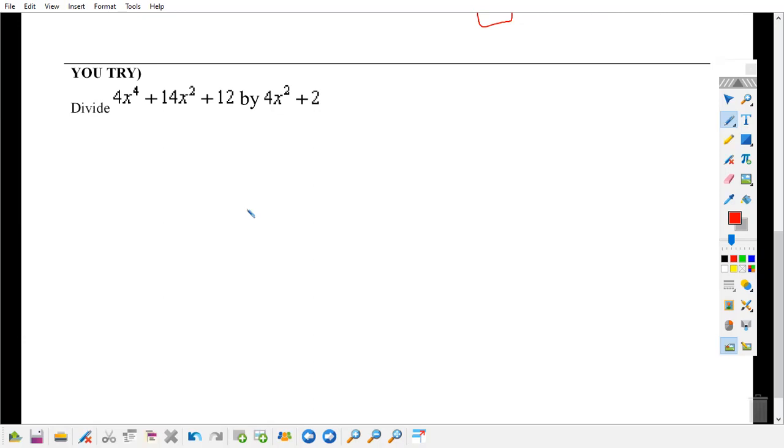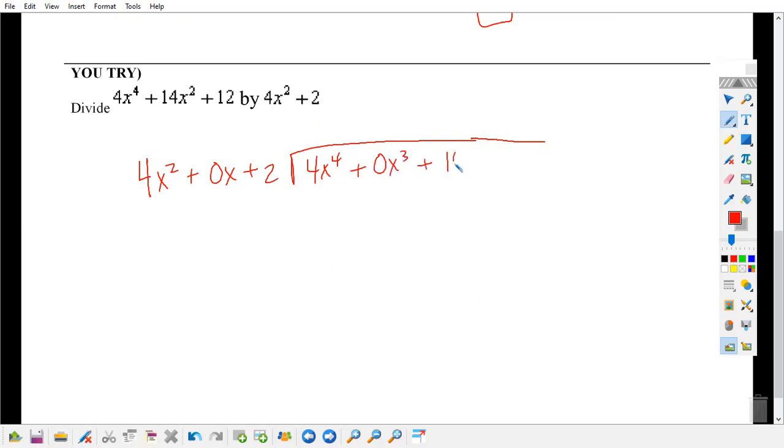So looking at this one, setup. What does my setup look like? Plus 2. 4x to the 4 plus 0x. Plus 0x. It got you, Ren. Not talking. All right, do it. All right, here we go.